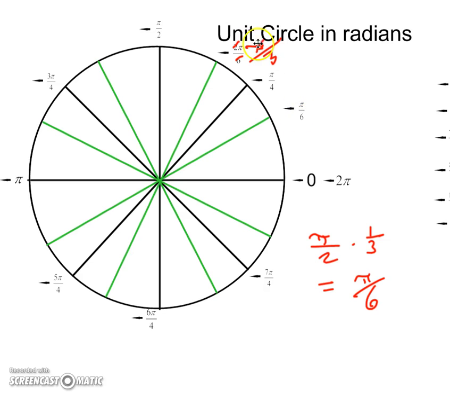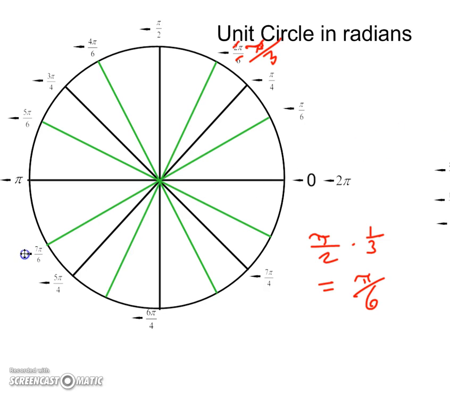One pi over 6, 2 pi over 6, 3 pi over 6, and 3 over 6 becomes 1/2, so pi over 2. 1 pi over 6, 2 pi over 6, 3 pi over 6, this is 4 pi over 6. And 4 pi over 6 is reducible again. So even though it's 4 pi over 6, we know we'll reduce that fraction. The next one will be 5 pi over 6. Then 6 pi over 6, which reduces to pi.